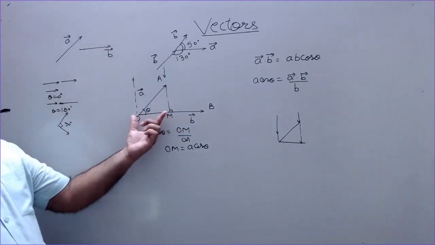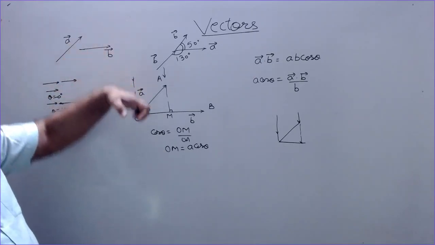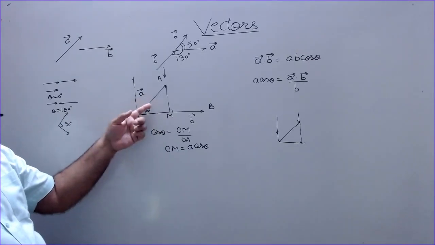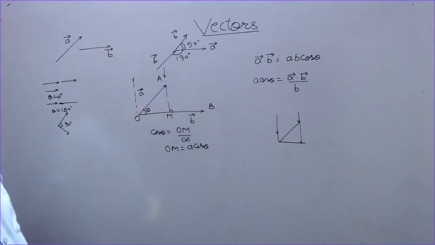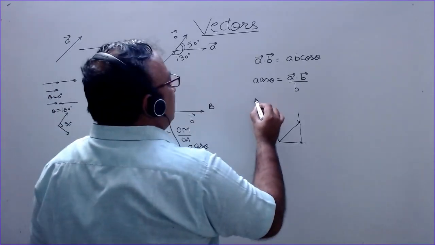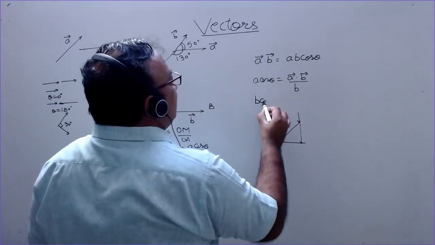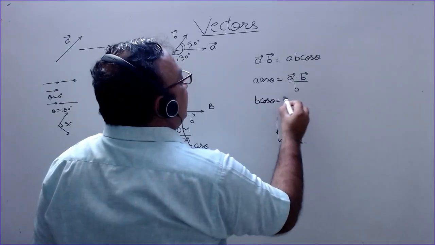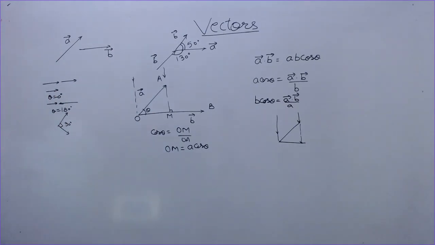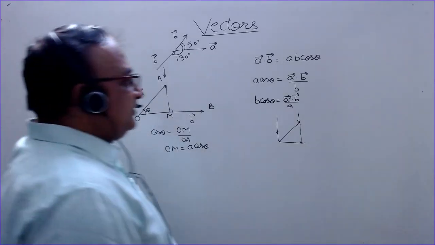So this OM is the visible length of OA from the top, and that is called the projection of A on B, also known as the component of A in this direction. A cos theta, which is equal to A dot B by B. If you take the component of B on A, in the same way I can write B cos theta is A dot B divided by A. These are called components. So A dot B is called the scalar product of two vectors.